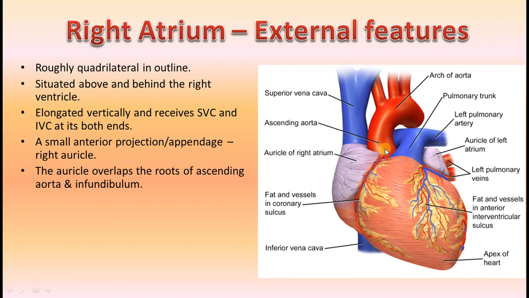the origin of the pulmonary trunk, which is nothing but the infundibulum. Infundibulum is the outflow tract of the right ventricle. We will see what the infundibulum is when we deal with the internal features of the ventricles. So a small conical projection, shaped like an ear, is called the right auricle, which overlaps the roots of the ascending aorta and the infundibulum.